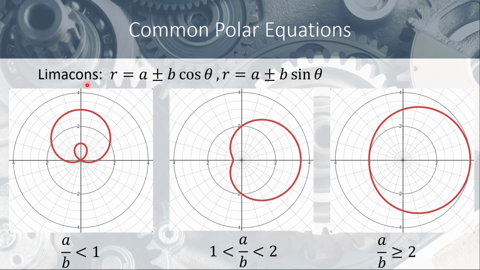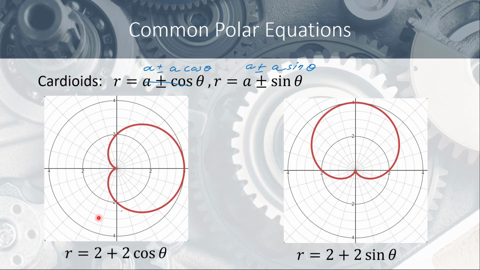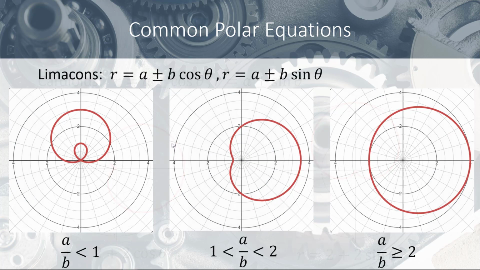Okay, next we have limacons, which is essentially nothing more than a generalization of the cardioids. Cardioids is a special case of limacon when a is equal to b. Here, a is not equal to b. In this particular case, we have that b, the coefficient next to the cosine or the sine, is actually greater than a. And when that occurs, we get a little loop right here.